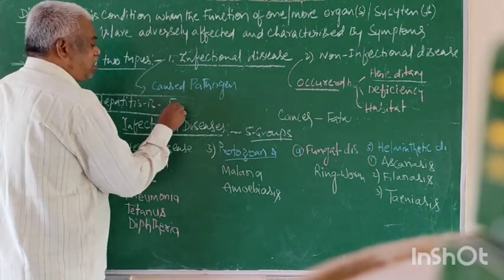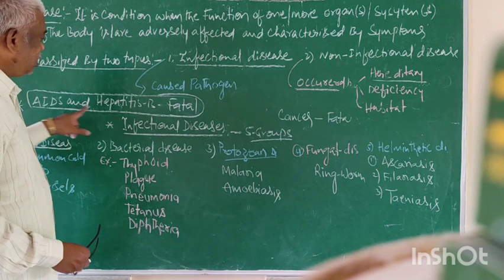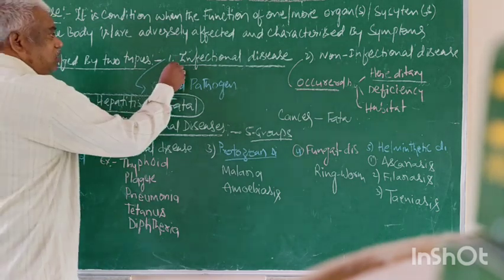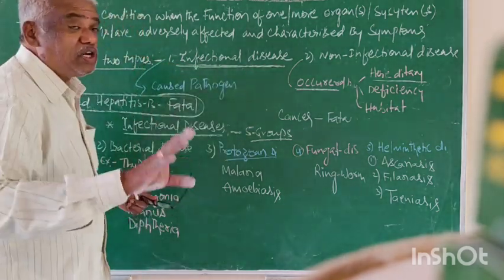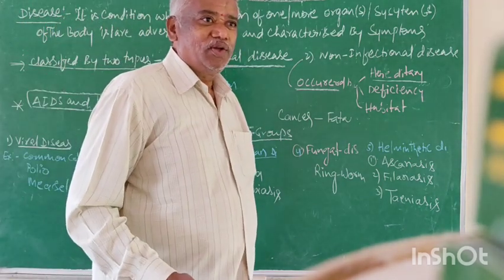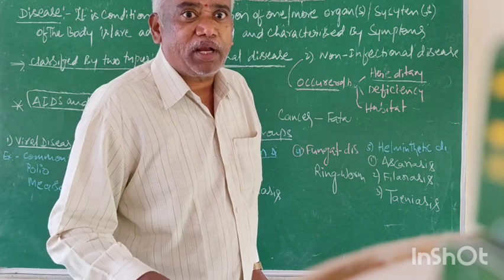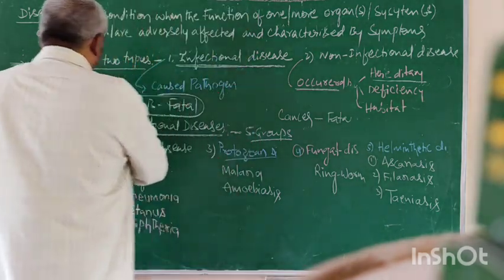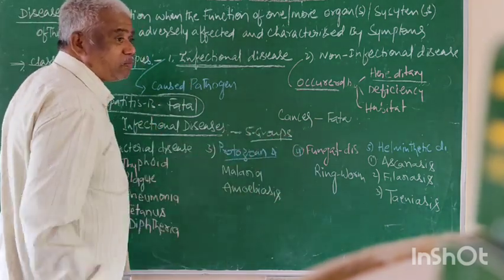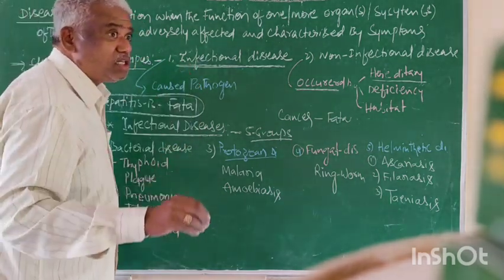Fatal. F-A-T-A-L. Fatal means death. AIDS and hepatitis are infectional diseases. All infectional diseases have some treatment. If you are suffering with malaria, it has treatment, and death cannot happen. But AIDS and hepatitis are infectional diseases for which there is no treatment. These are infectional diseases which cause death.